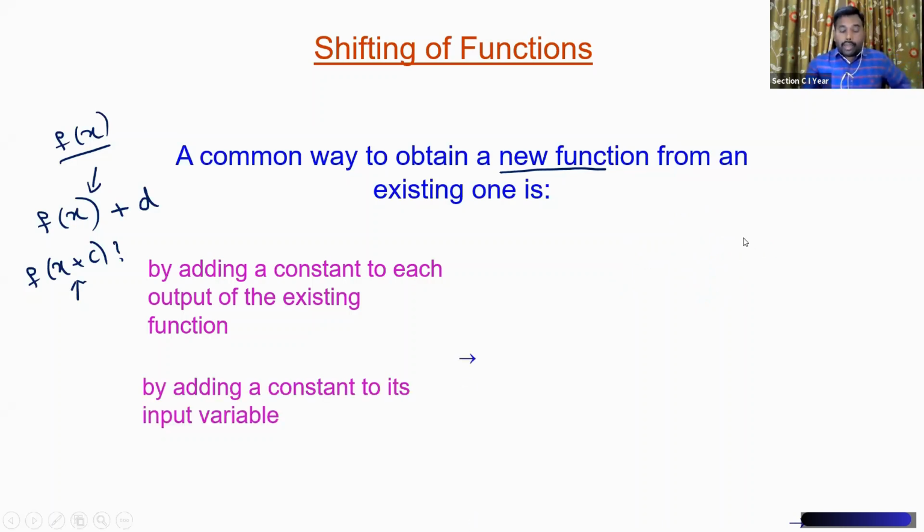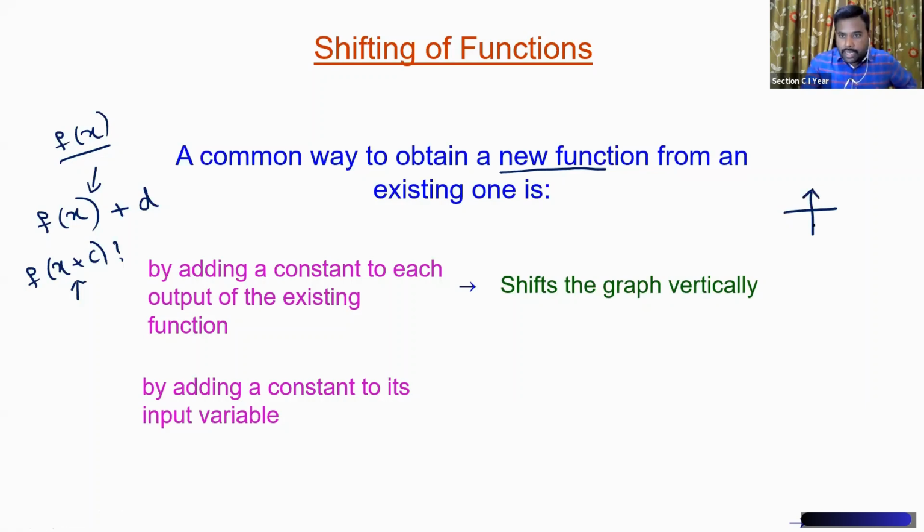You can expect a shift vertically, right? As I said, shift may happen in 4 directions, correct? If it happens in this direction, I am saying shift happens vertically. If it happens in this direction, either towards left side or towards right side, I'm saying it happens horizontally. So when you add a constant to function value directly, then you can expect the shift in vertical direction. Either it may go up or it may come down.